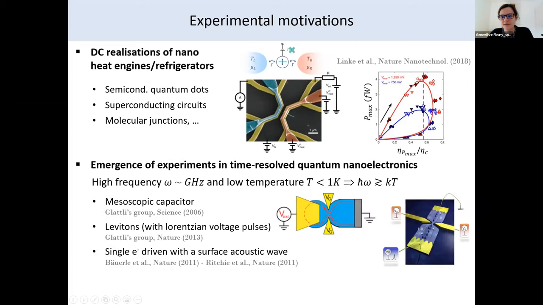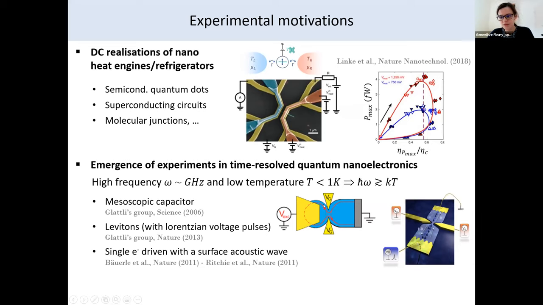On the other hand, there has also been much technical progress in the last decade in the field of high-frequency nanoelectronics. For instance, one important milestone is the realization of single electron sources in various platforms. Let me mention, for instance, the Leviton source, which was implemented in Saclay in the group of Christian Glattli, by applying Lorentzian voltage pulses on a contact, which are very well resolved in time. They are typically a few picoseconds wide at 20 millikelvin.